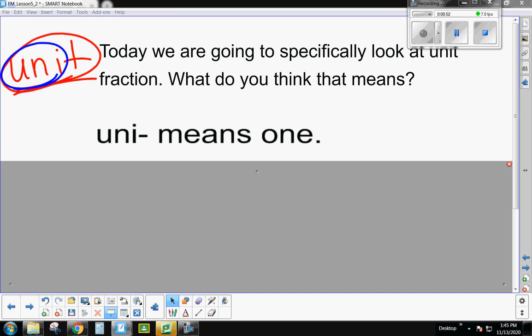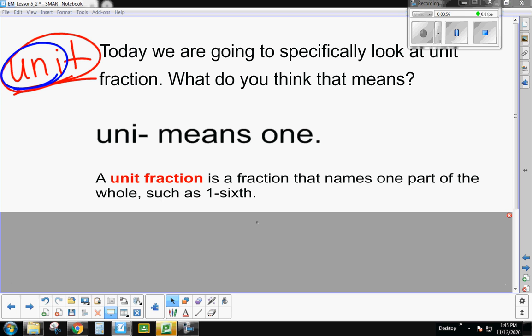Uni means one, right? So when I'm talking about a unit fraction, it is a fraction that names one part of the whole, such as 1/6, or in the picture we had just a minute ago, 1/3. So a unit fraction is naming just one part of the whole.